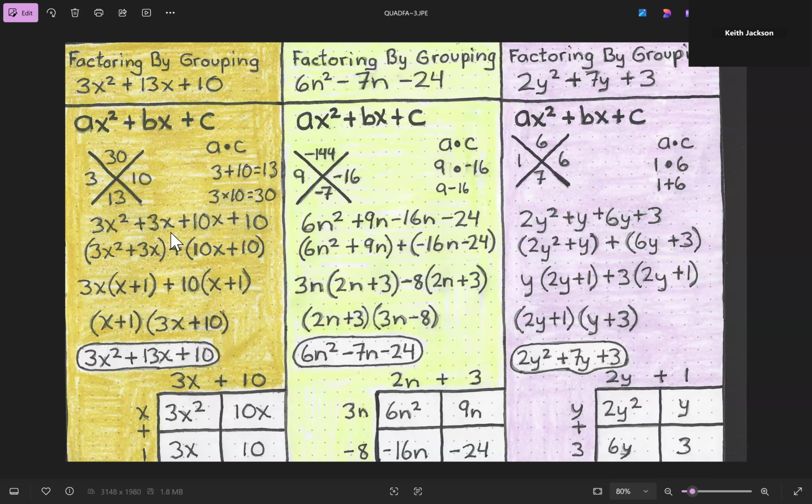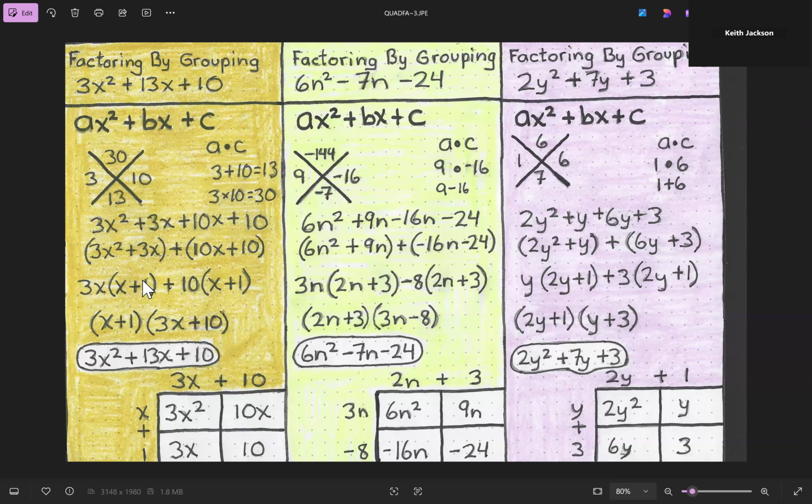What we're going to do is group them separately, using the plus sign as a dividing point for grouping purposes, as you see right here. I'm going to put 3x squared plus 3x into its own group right here, and 10x plus 10 in its separate group right here. Then I'm going to factor out a good number. In this case, I can factor out a 3x. If I factor out a 3x, I will have the 3x on the outside, and the rest of this will become x plus 1.